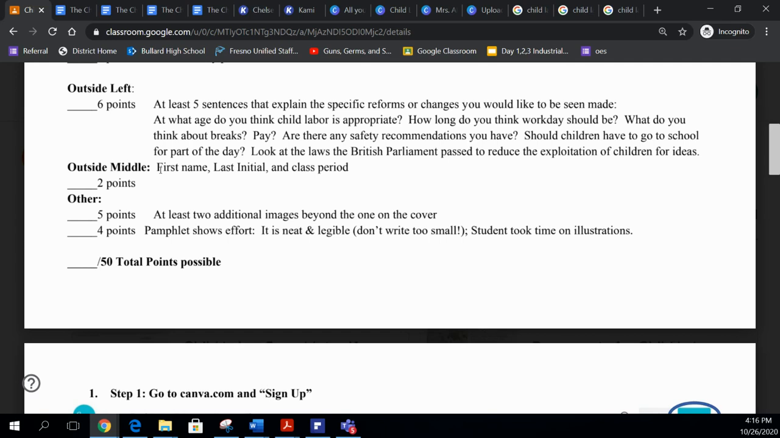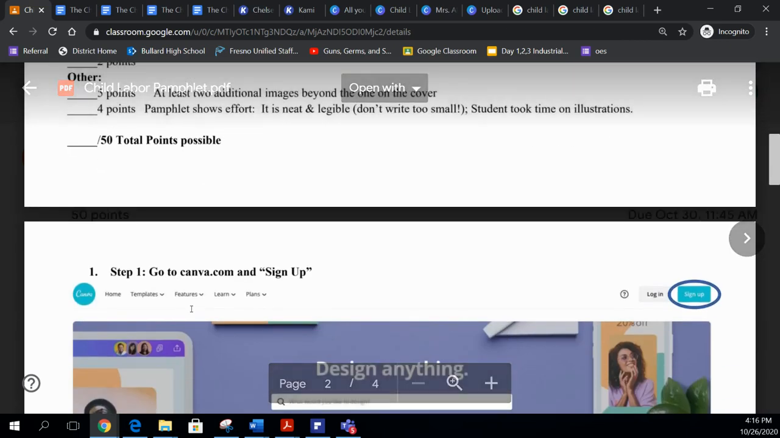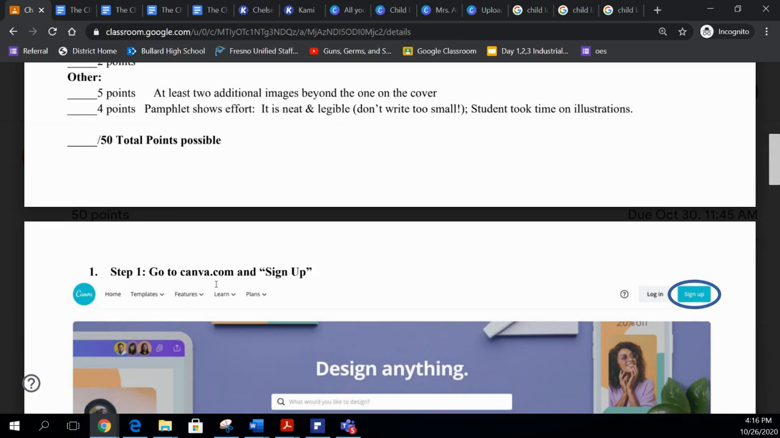This is a 50-point assignment. You're going to have 2 class days to do it, today and the next class period. So I just kind of want you to keep that all in mind. So I'm going to show you Canva. You already kind of saw a little clip of it, but the first thing you need to do is go to canva.com and click sign up. So go ahead and pause the video, open canva.com, click sign up. Once you've got sign up clicked, come back to the video so I can tell you what to do.